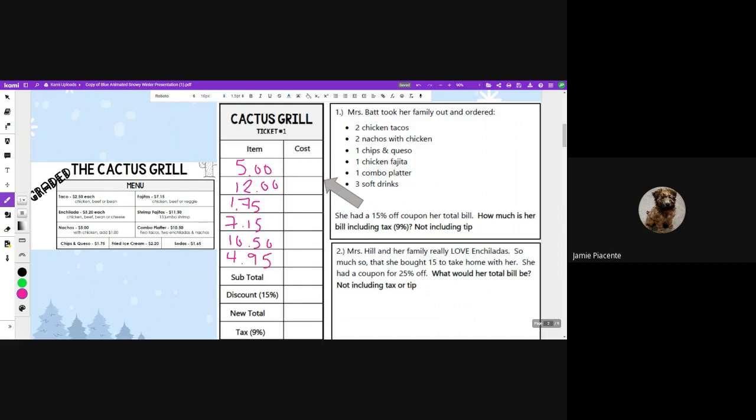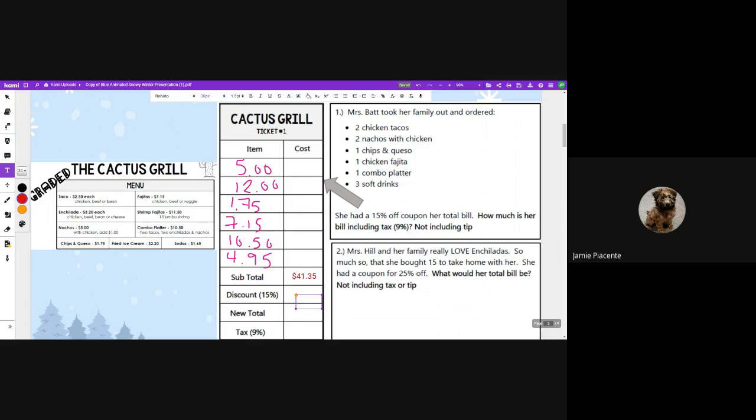Okay, so I have all the items up there. Let's find the subtotal and then we'll finish the rest of the question. So go ahead, add it up. And when you're ready, you can look at my subtotal. So I got 41.35.